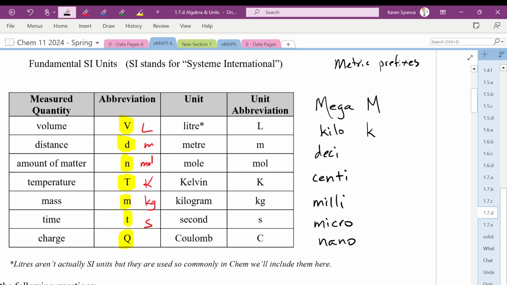Mega, kilo, deci, centi, milli, micro, nano. Now, do you remember the numbers? 6, 3, 1, 2, 3, 6. 9 is for the nano.